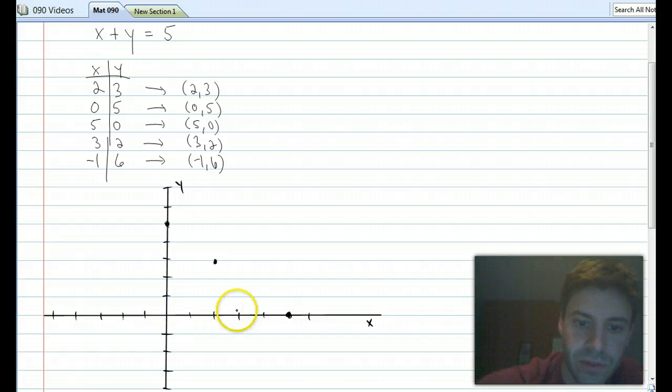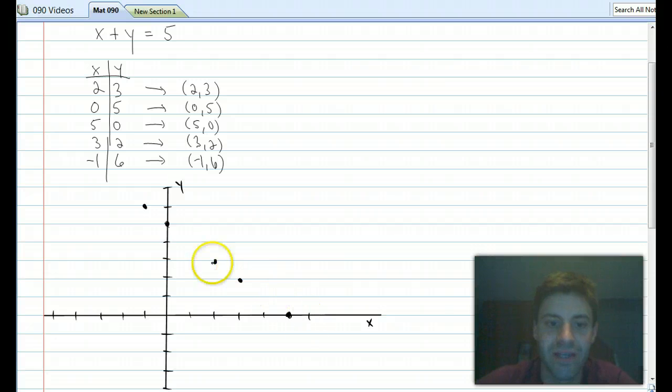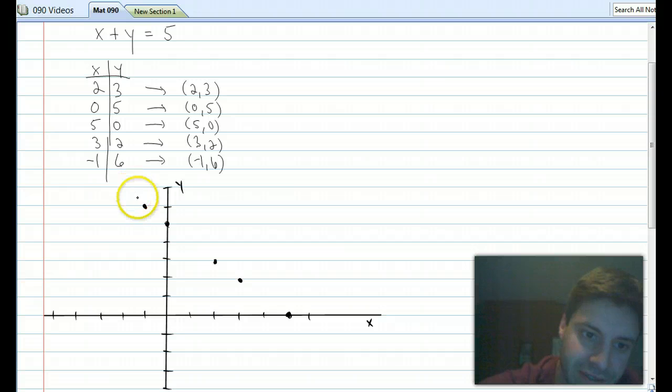The point (3, 2) is going to be right here, and the point (-1, 6) is going to be over here. Now you can kind of see what's happening here. Every one of our points seems to be falling on the same line. And I told you earlier that you could come up with as many x and y values that satisfy the equation x plus y equals 5, and you can plot those as well. If we plotted all of those points as well, what we'd find is that every one of these points actually still falls on that same line.